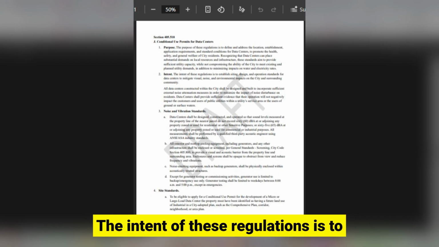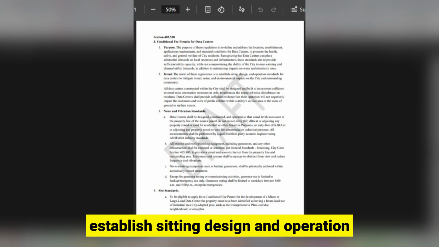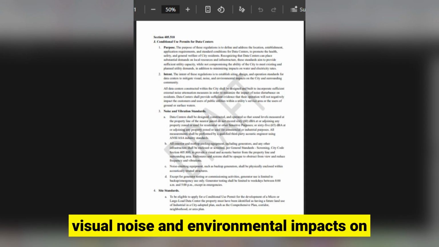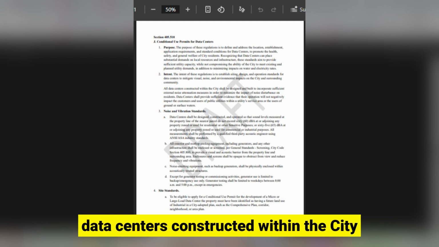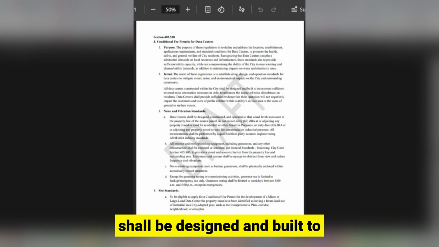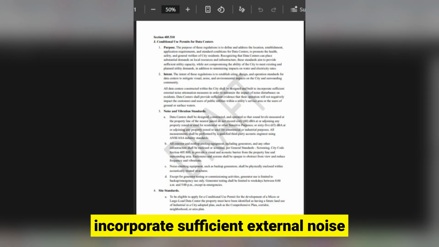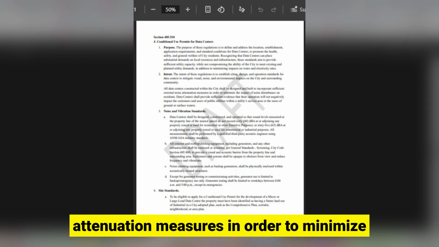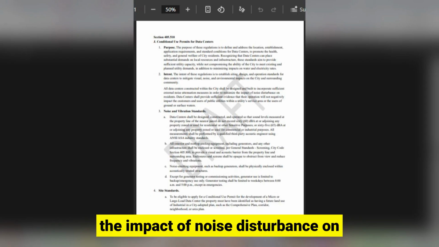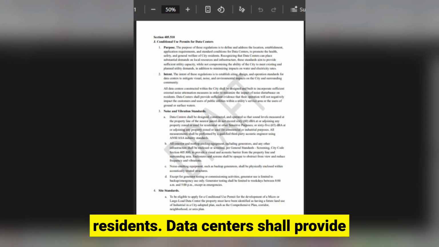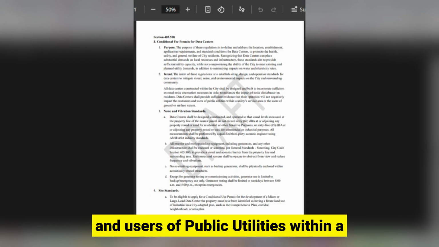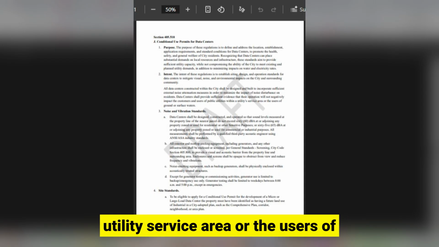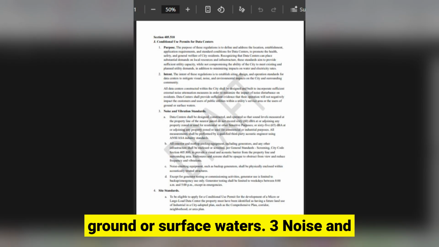2. Intent. The intent of these regulations is to establish siting, design, and operation standards for data centers to mitigate visual, noise, and environmental impacts on the city and surrounding community. All data centers constructed within the city shall be designed and built to incorporate sufficient external noise attenuation measures in order to minimize the impact of noise disturbance on residents. Data centers shall provide sufficient evidence that their operation will not negatively impact the customers and users of public utilities within a utility service area or the users of ground or surface waters.